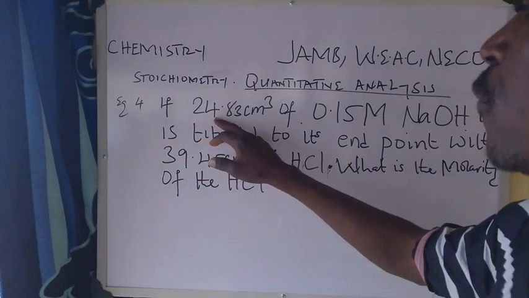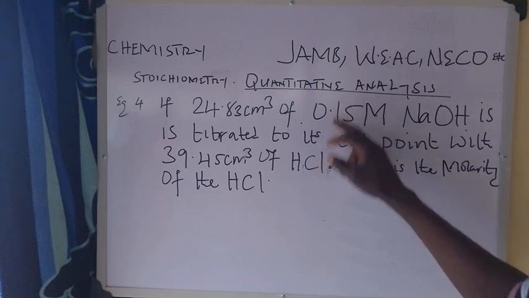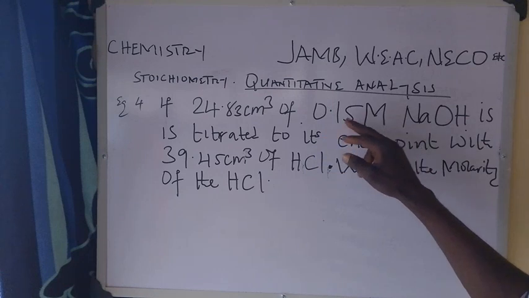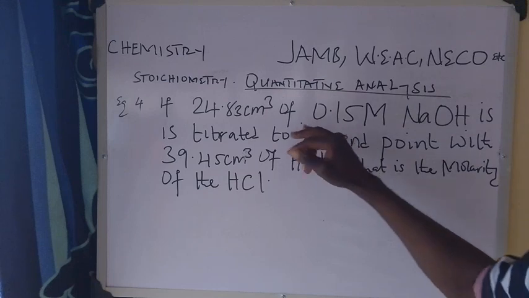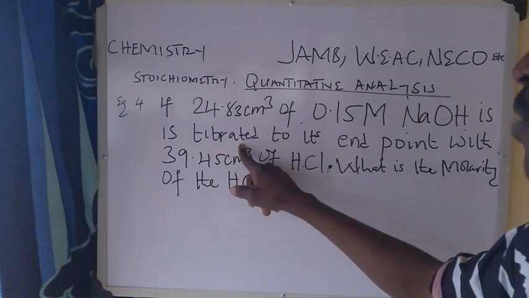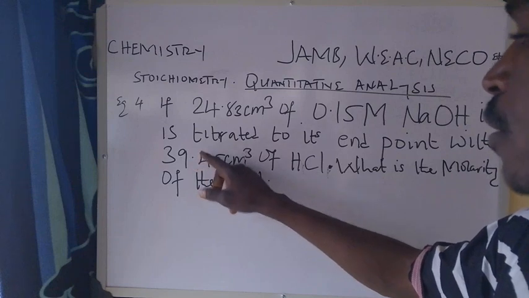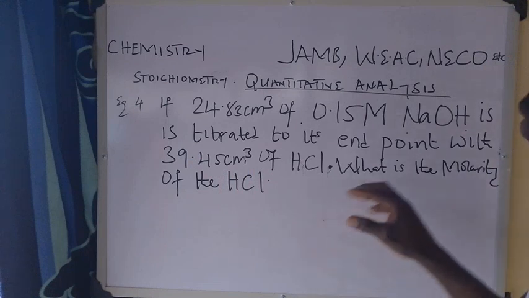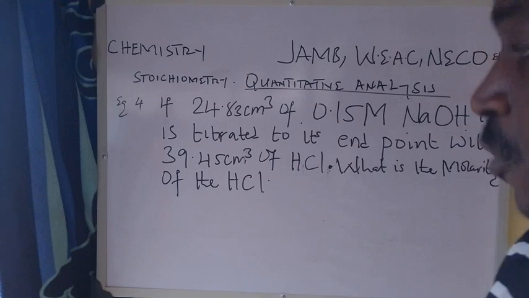They say if 24.83 cm cube of 0.15 molar, this molar means 0.15 mole per dm cube. Do you understand? Mole per dm cube, 0.15 molarity sodium hydroxide is titrated to its endpoint with 39.45 cm cube of HCl. So the question is, what is the molarity of the acid?